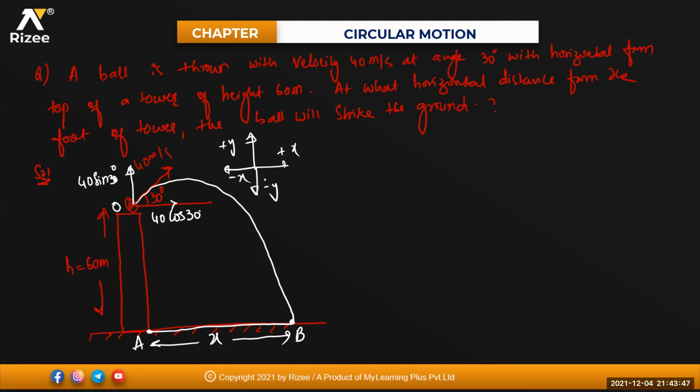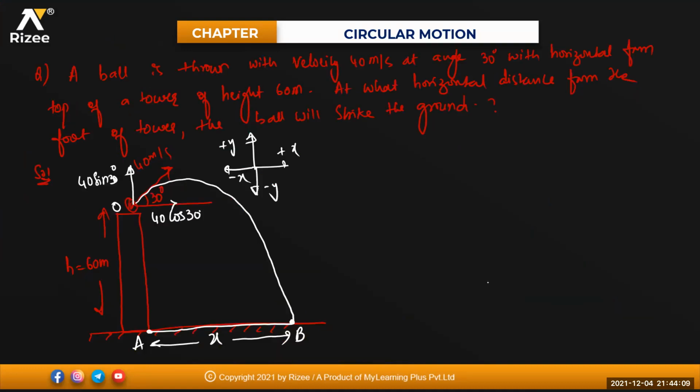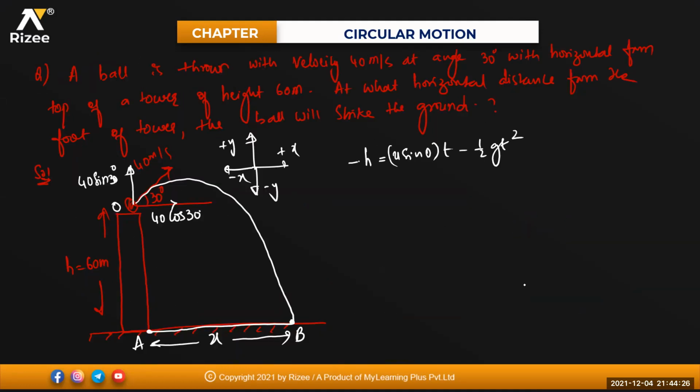So displacement will be equal to how much? Vertical displacement, height h will be equal to minus 60. So this formula I can use directly: minus y is equal to u sin theta into t minus half g t square. Can I use this formula? Because y is given in the problem. Total y is your h. So this will be minus h is equal to u sin theta into t minus half into g into t square.